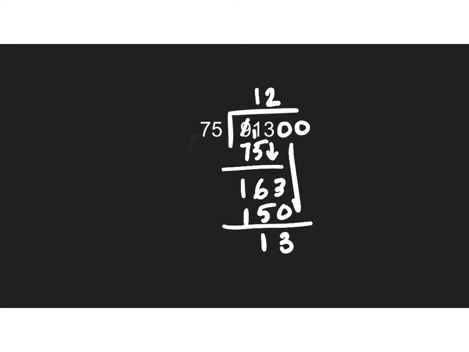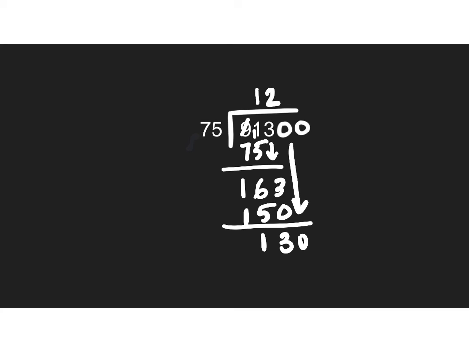Be careful where you place that quotient. 1 times 75, and I'm going to do my subtraction. And I'm going to bring down my 3. 75 goes into 163. Now I know 75 times 2 is 150, so it must be 2. Again, subtract and bring down. I like to draw these arrows because I can keep track of what I still need to bring down so that I don't get a quotient that's too small.